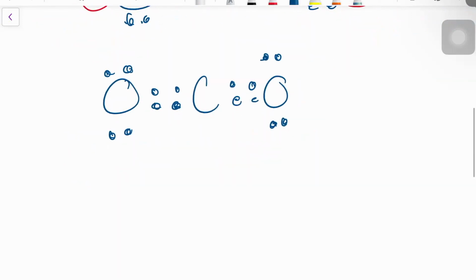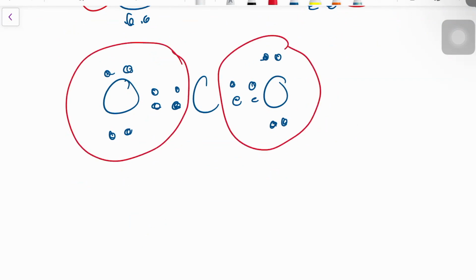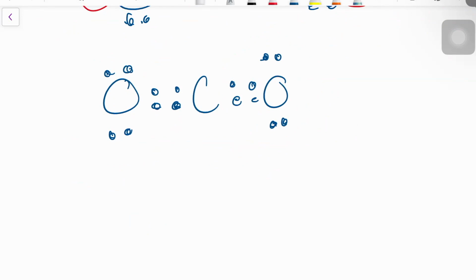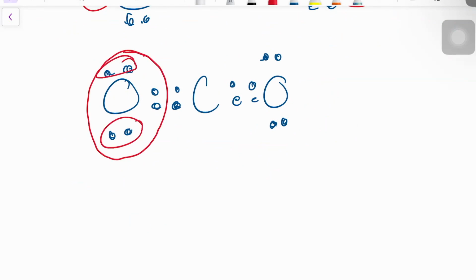I'm going to check, first of all, I haven't disobeyed my octet rule because there's 8 around that one. There's 8 around this one. And then carbon, there's also 8 around that. So I've pushed my octet rule as far as I can go, but I haven't exceeded it, okay? So in this case, check my formal charge. It's easier to just draw the circle. So I cover these 2 because it's just directly on my oxygen. And then these 4, I split into 2. 2 goes with oxygen, 2 goes with carbon.